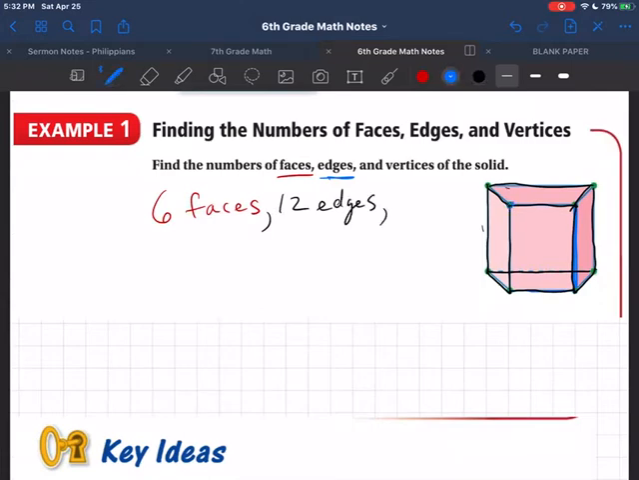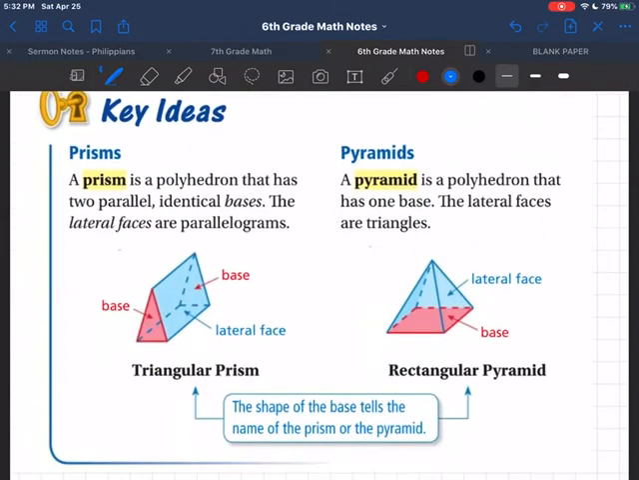And then vertices are the points. 1, 2, 3, 4, 5, 6, 7, 8. So 8 vertices. Okay. That's it. So there'll be 1 or 2 of those on your homework.